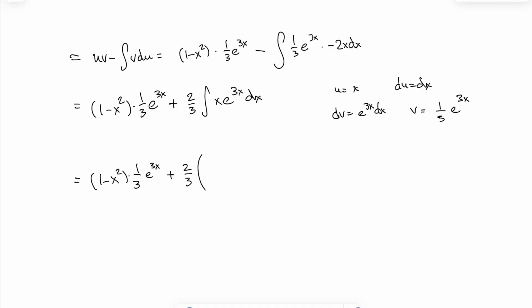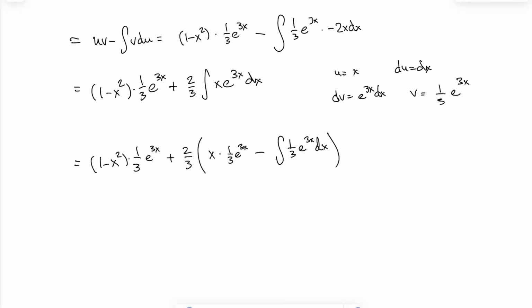All right, and now inside these parentheses, parts one more time. uv will be x times 1/3 e to the 3x, and then minus the integral of v du. That's 1/3 e to the 3x, and du is just dx. And then one more step where we integrate: plus 2/3 times x times 1/3 e to the 3x minus, okay, this is 1/3, and then another 1/3 e to the 3x.